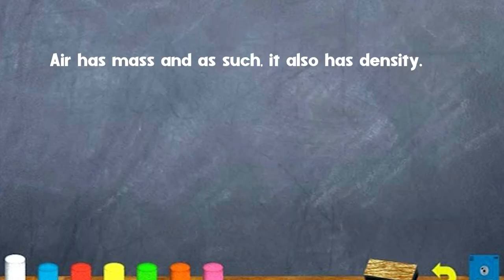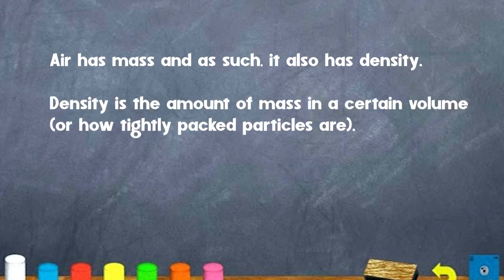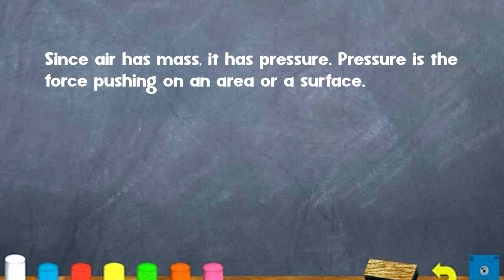Now, air has mass, and because air has mass, it must have density. Density is the amount of mass in a certain volume, or how tightly packed the particles are. The formula for density is mass divided by volume. Since air has mass, it has pressure. Pressure is the force pushing on an area or a surface.